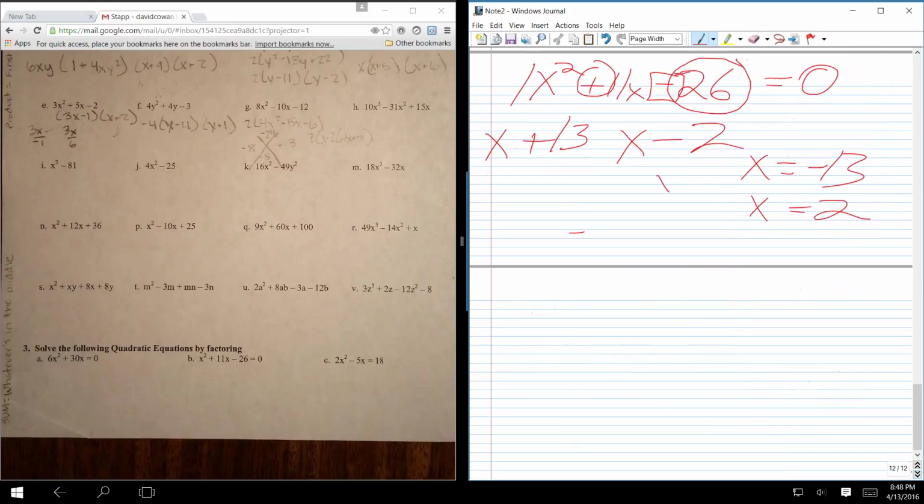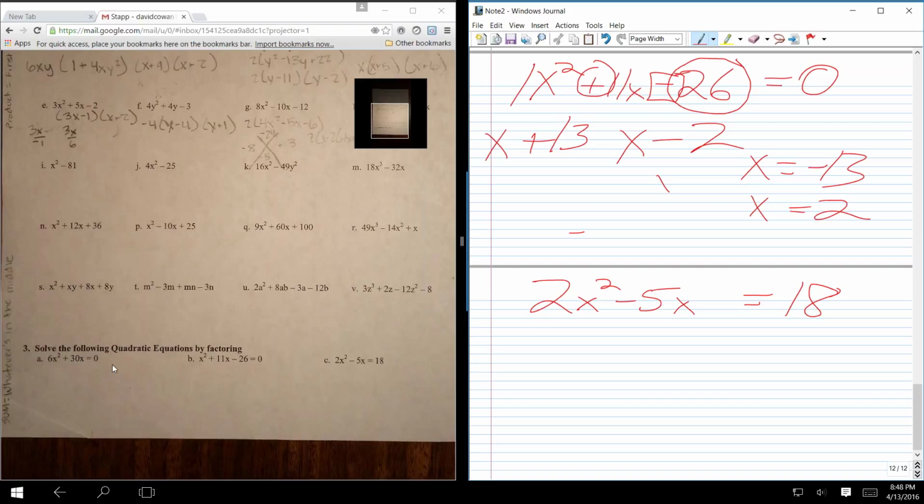hold on, is 2x squared minus 5x equals 18. Well, what's the first step almost with all quadratics, particularly quadratics that have an x squared and an x term? Greatest common factor. Not quite. What's common about the first two? They're all equal to 0. Yeah, this one's equal to 18. So let's get it equal to 0. That's the first step.